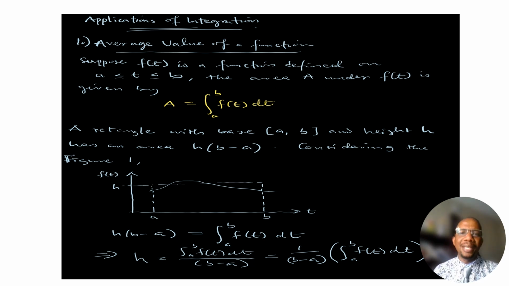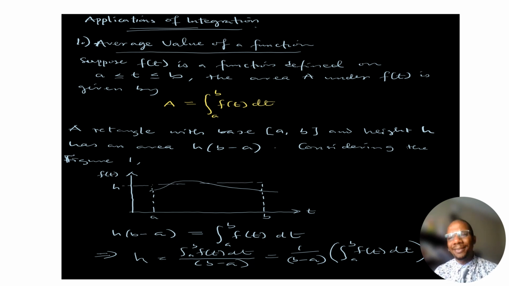We use integration to determine the average value of a function. Suppose f of t is a function defined on the interval a less than or equal to t less than or equal to b. That is, the range of t is between a and b. The area under such f of t, under that curve, because f of t could be a curve, could be a line, depending on the function being dealt with, is the integral from a to b of f of t dt.